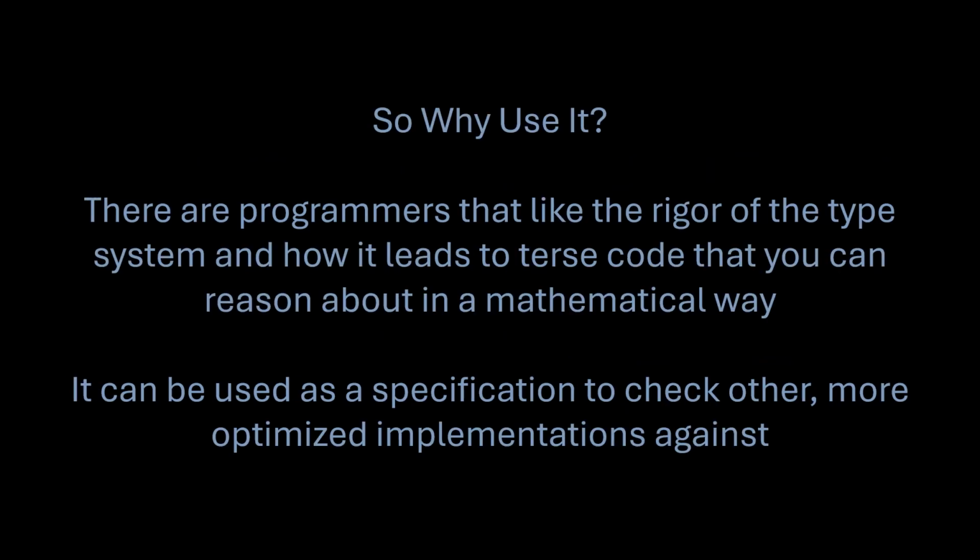So why use it? There's a lot of people that like the rigor of the type system and how it leads to some very terse code that you can reason out in a mathematical way. A lot of it can be used as a specification to check other more optimized implementations against. That's what a lot of people use it for. Some people use it as a foundation for other programs. I'll talk a little bit more about this later. But like I said, there's people that want this very rigorous type of thing where they want to talk about correctness.